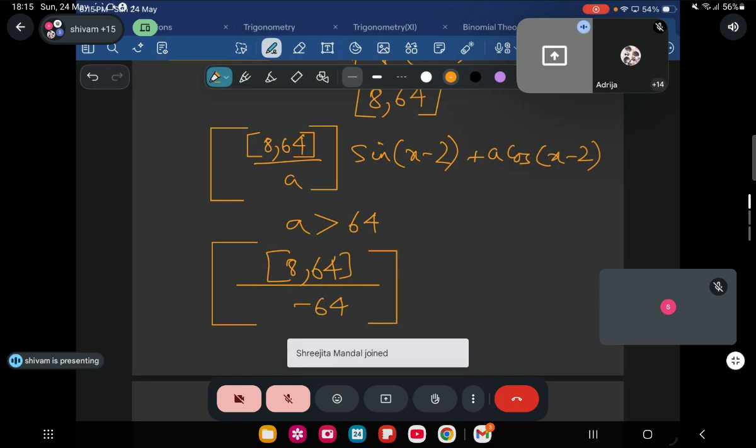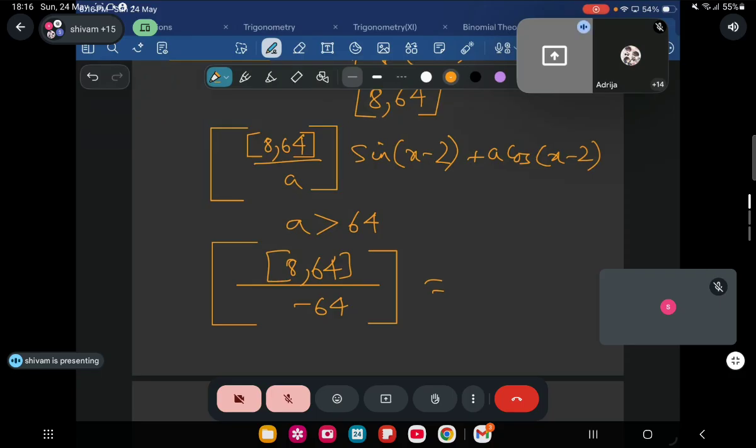Okay, we have to take the box function. So 8 by minus 64 will be lying between minus 1 and 0, and 64 by minus 64 will be exactly minus 1. But if it is still less than minus 64, then it will lie between minus 1 and 0. So box of that function will give us constant minus 1, right?